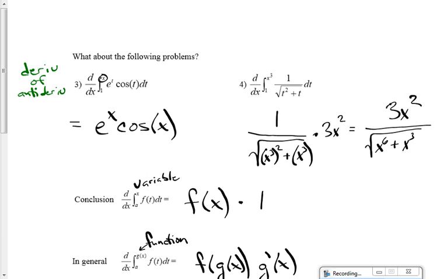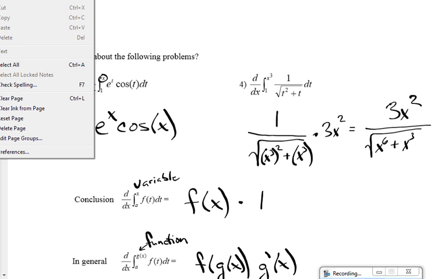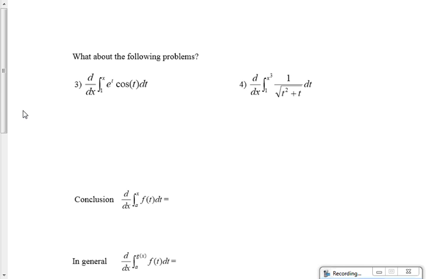Can you apply that to, gotta clear my notes from last hour. Can you apply that to this? Go to the next page of your notes.